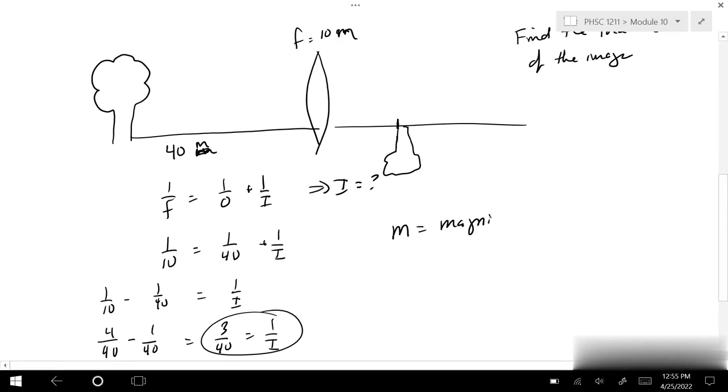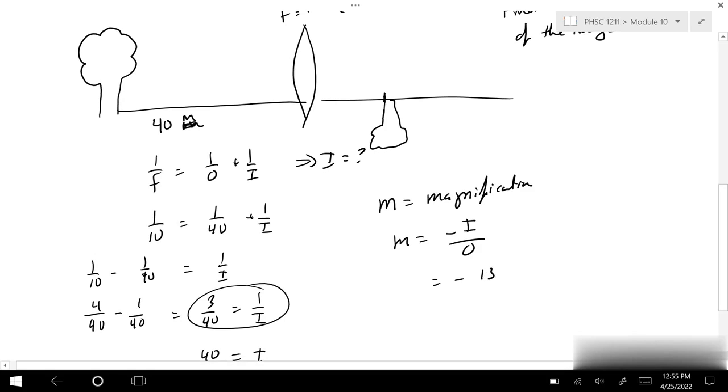Let me write these out so you can see this. So M is equal to negative I over O. So I have a negative 13.33 over 40. So my magnification is equal to negative 13.33 divided by 40, and I get a magnification of negative 0.333.